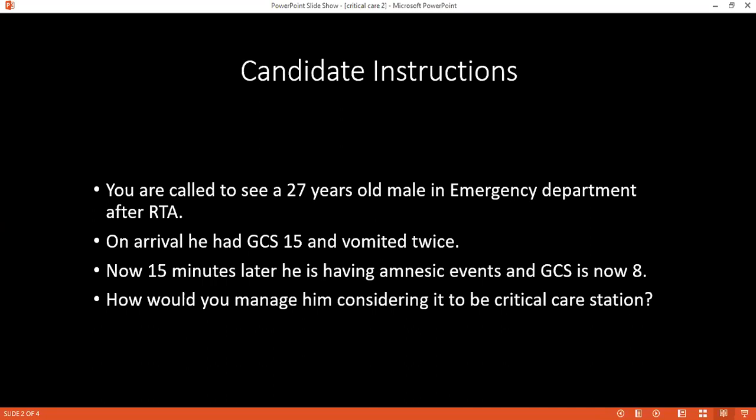And then C, I want to set two wide-bore cannulas and take samples for blood investigations.